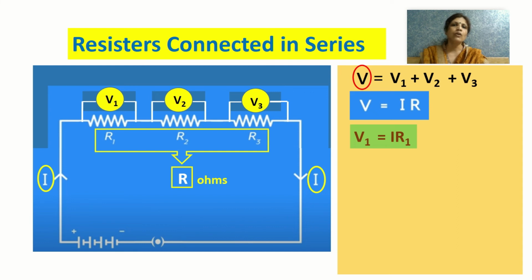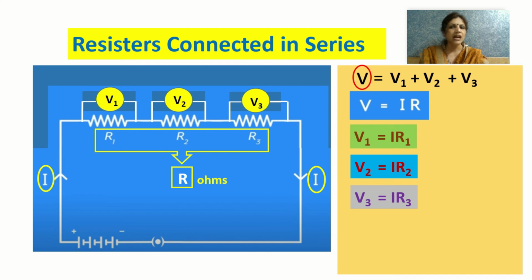Similarly, we can apply Ohm's law to the second combination of R2 and V2 and the third combination R3 and V3. So we will have V2 is equal to IR2, V3 is equal to IR3. We've got the value of V1, V2 and V3. We will substitute these values in the first equation. Our first equation is V is equal to V1 plus V2 plus V3. We will substitute the values of V, V1, V2 and V3 in this.